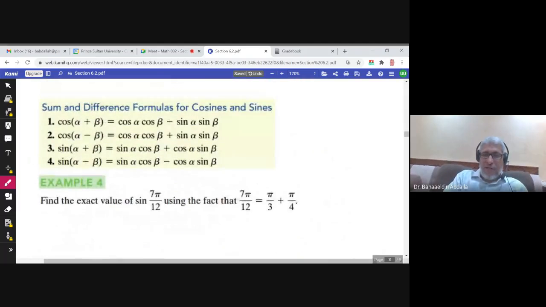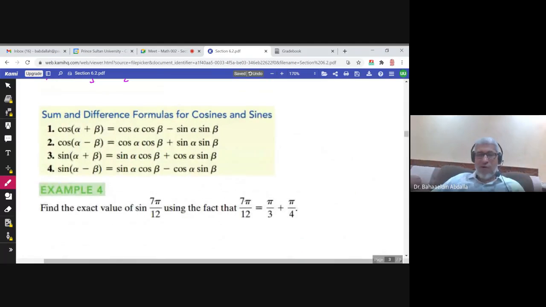Here are the four formulas. This is the one we studied, number 2. Now, if you replace minus with plus, this sign will change. So with cosine, the sign is different, plus minus minus plus. With sine, you don't have cosine, cosine, sine, sine. You have sine, cosine, cosine, sine.